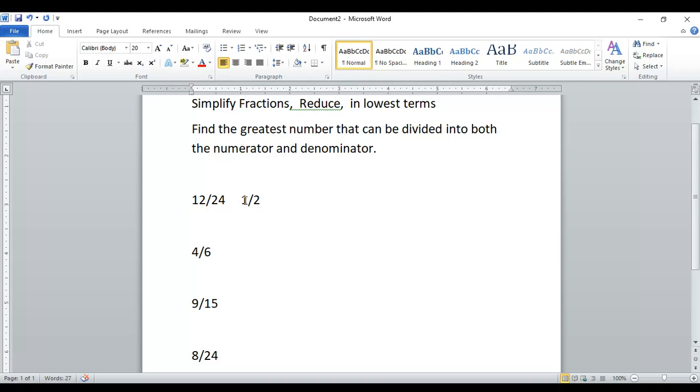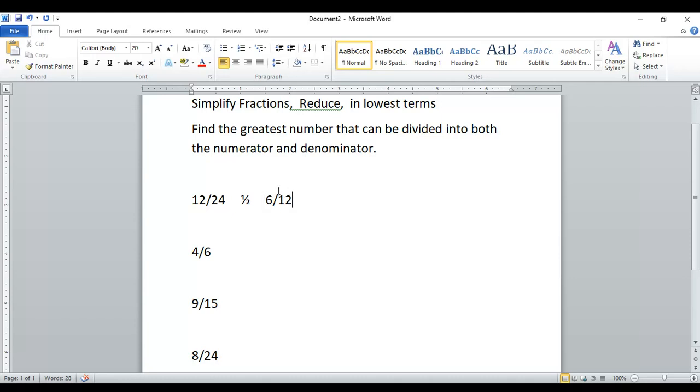Now, you might have done that on your first step, but you might have said, oh, I know they're both even, so 2 will go into both of them. And so you divide 12 by 2 and you get 6. And then you divide 24 by 2 and you get 12. And then you have 6/12ths. Well, you have reduced this, but you haven't put it into its lowest terms. And in math, when you're asked to simplify or reduce, it always means to put it into its lowest terms.